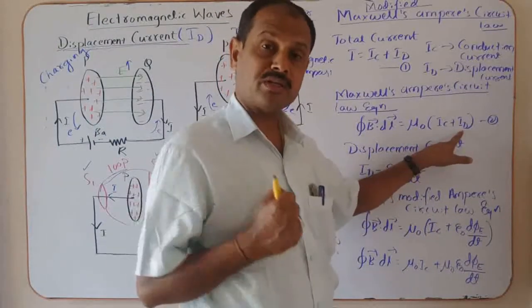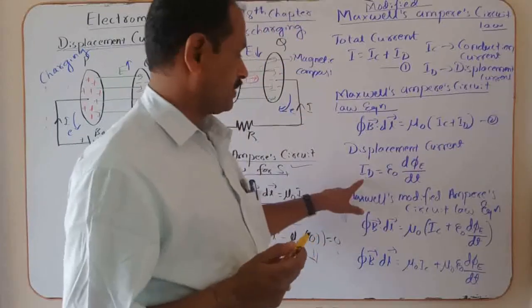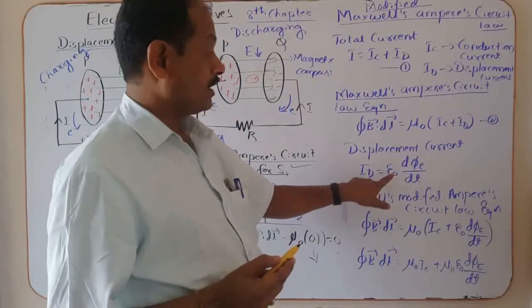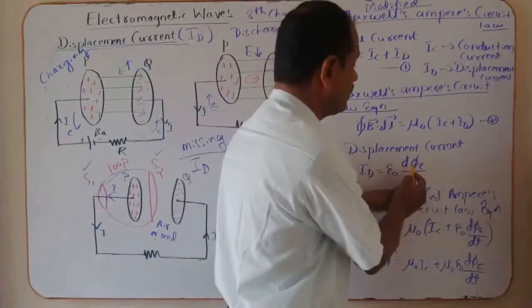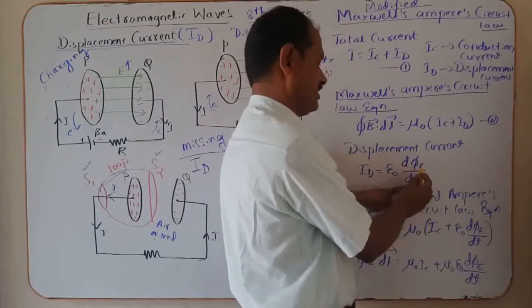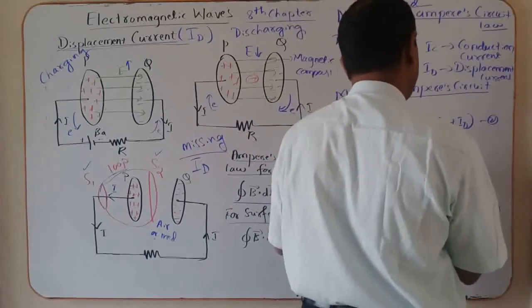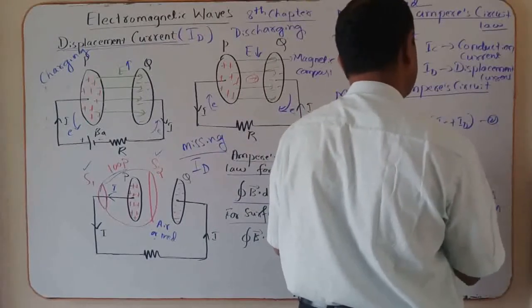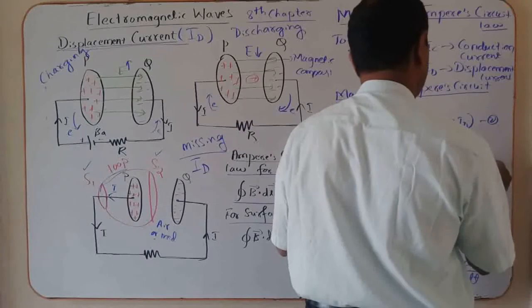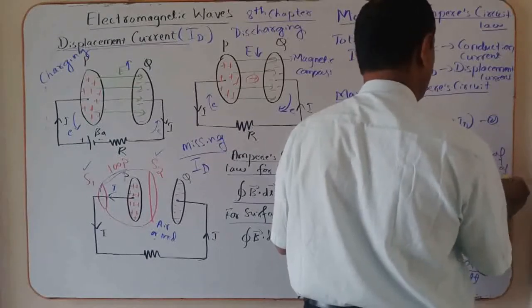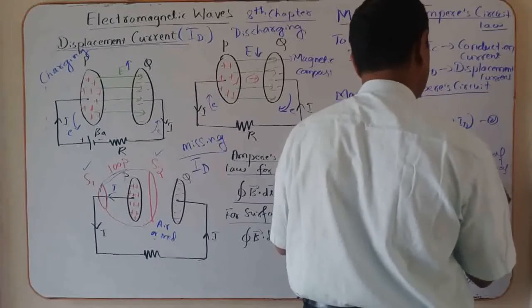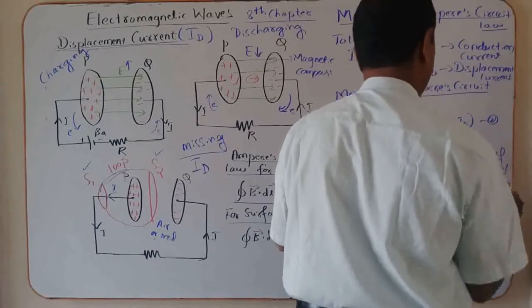What is the expression for the displacement current? Now, expression for the displacement current: epsilon naught into d phi E divided by dt. d phi ಅಂದ್ರೆ change in the electric flux. Now, d phi E divided by dt, this is said to be the rate of change of electric flux. ಇದಕ್ಕೆ ನಾವೇನಂತೀವಿ? ರೇಟ್ ಆಫ್ ಚೇಂಜ್ ಆಫ್ ಎಲೆಕ್ಟ್ರಿಕ್ ಫ್ಲಕ್ಸ್ ಅಂತ ಹೇಳ್ತಾರೆ.